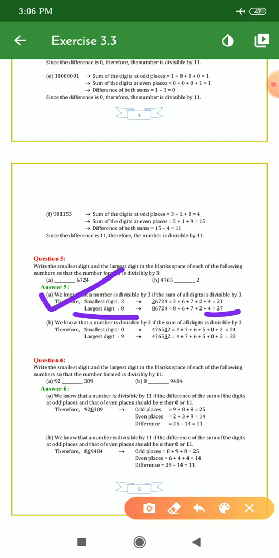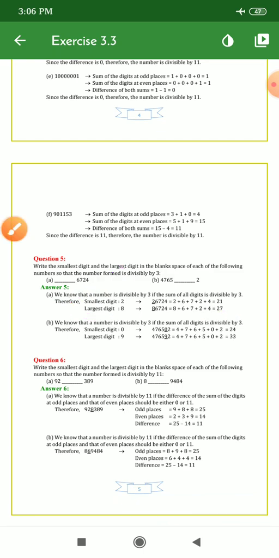Now question number 6 is, write the smallest digit and the largest digit in the blank space in each of the following numbers so that the number formed is divisible by 11. Now you have to check the divisibility rule for 11. Okay, it is given 92 blank 389. So you have to take, see, it is very easy. One number you have to take even, one odd, one even, one odd. The blank space you can take as X, and you will be able to calculate.